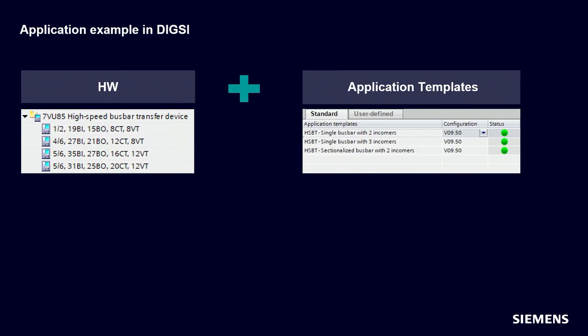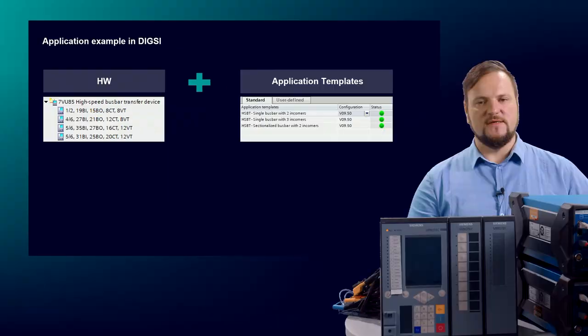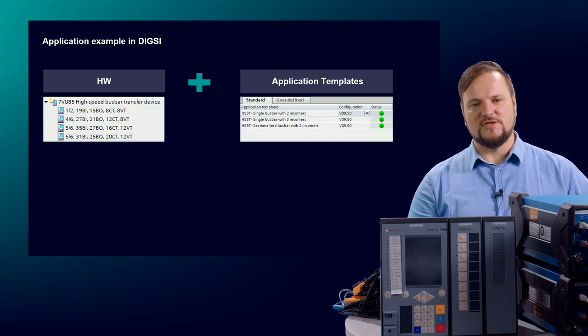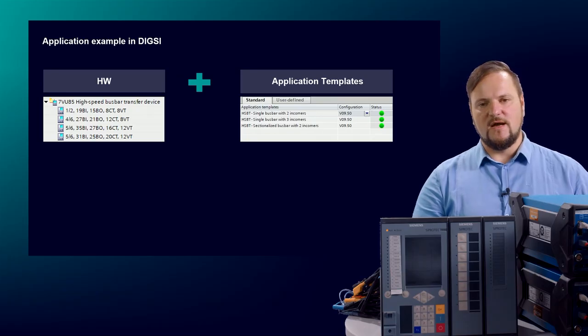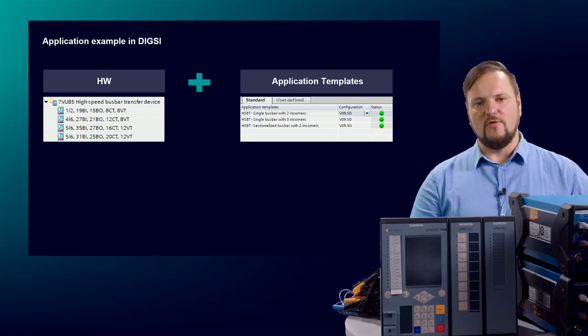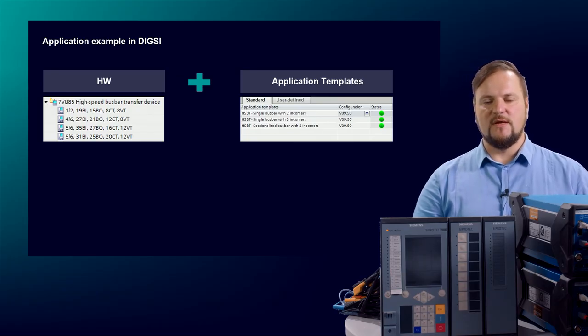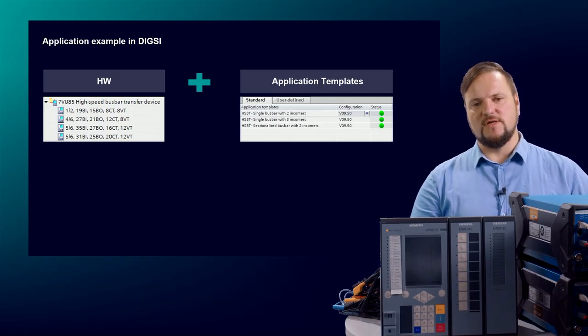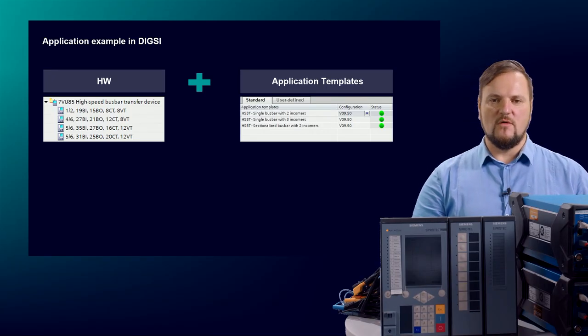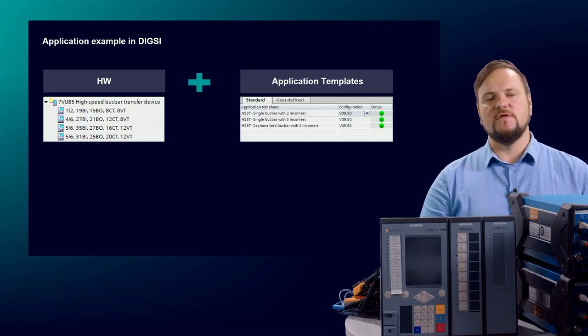If you start your engineering in DIGSI, you select your hardware in a library and start your example, then you will find up to 5 application templates. The other application templates are a double busbar with 3 incomers, and we also have a new application template, 3 incomers with 2 sectionalized CBs. And this is now available with version 9.60.